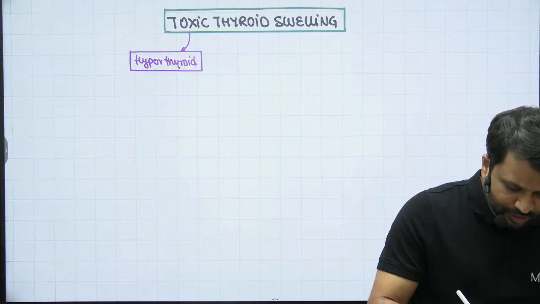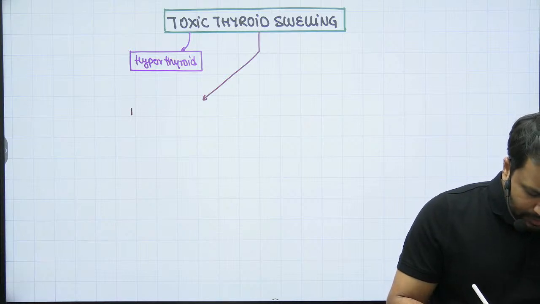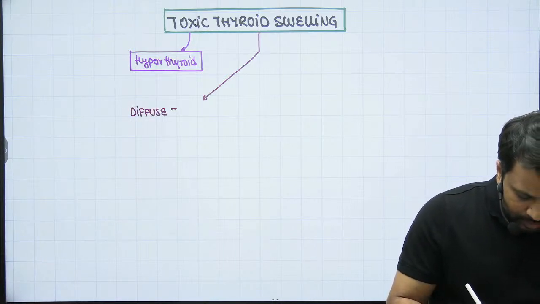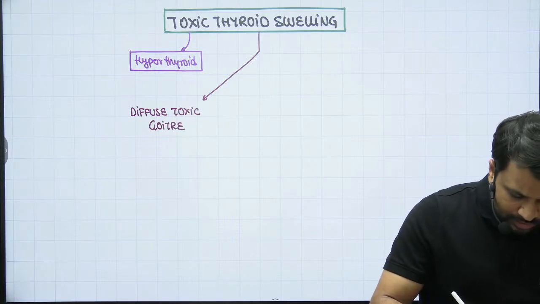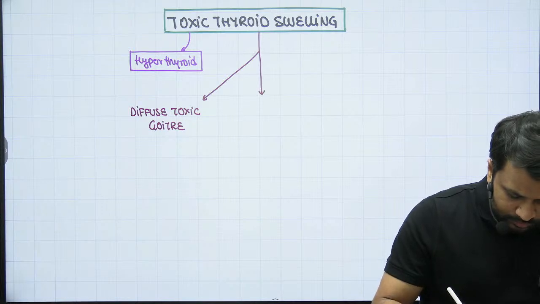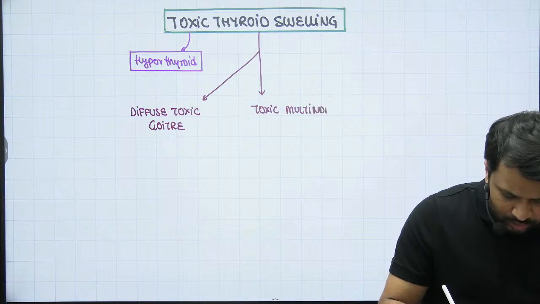I can differentiate them into three basic categories. One, we'll talk about the diffuse toxic goiter. Then you have the toxic multinodular goiter.